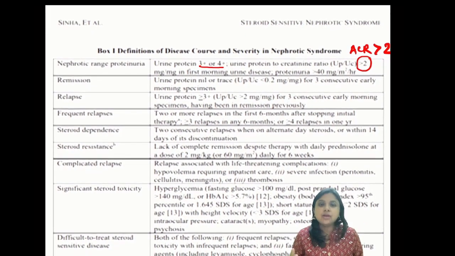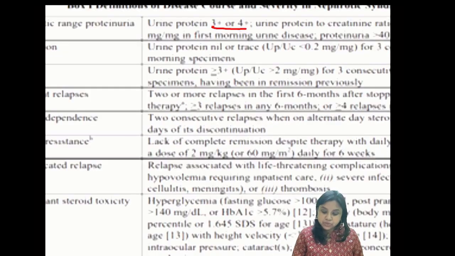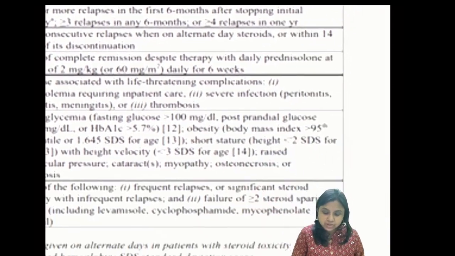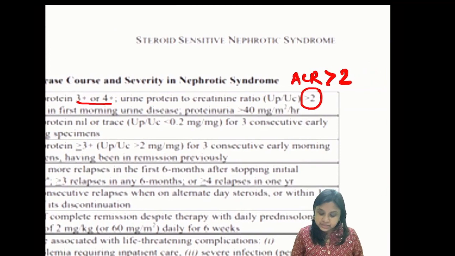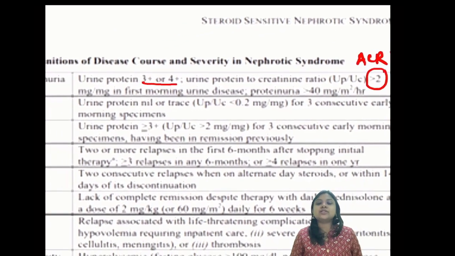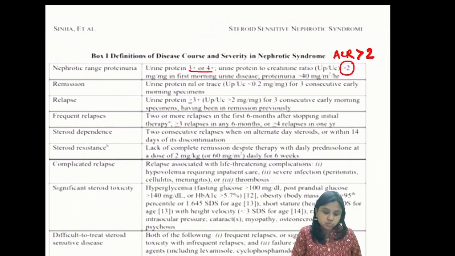And what is relapse? The child was in remission previously. Now the child comes to me, and for 3 consecutive days the mother has seen that either the urine dipstick is showing more than 3 plus, so it is 3 plus or 4 plus, or urine ACR is again more than 2. So it is coming back to the criteria of nephrotic syndrome once again. So we know what is nephrotic range proteinuria, and we have understood what is meant by remission and what is meant by relapse.